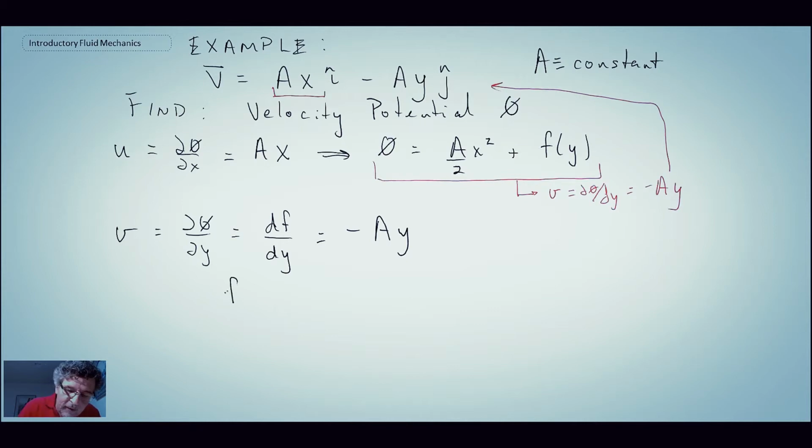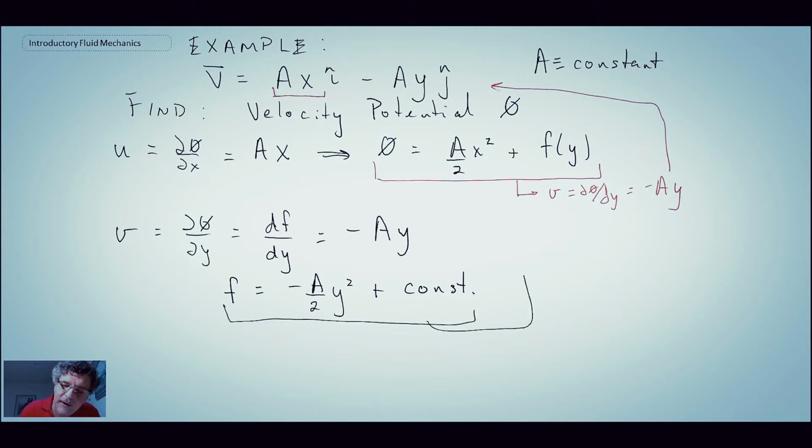And once we integrate for f, we get this, plus, and in this case, it's going to be some arbitrary constant that we don't know what it is. So we can take this here and plug it into that, and that gives us our velocity potential. So that would be the velocity potential function.